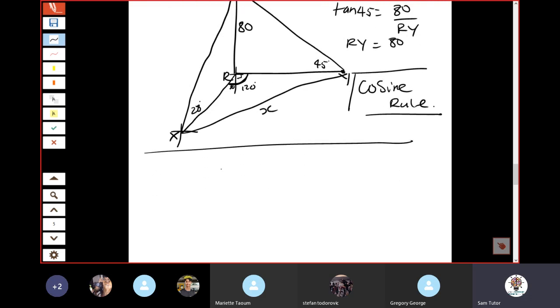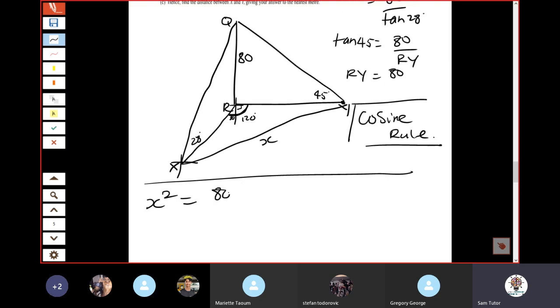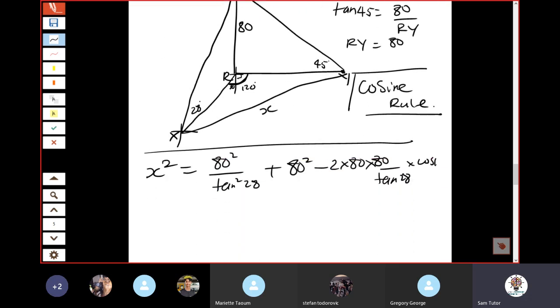So here we go. X squared equals XR squared, so 80 squared on tan 28 squared plus 80 squared minus 2 times 80 times 80 on tan 28 times cos 120. And then plug it all in, square root answer.